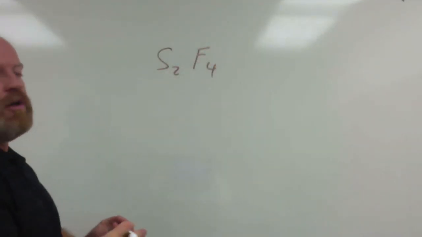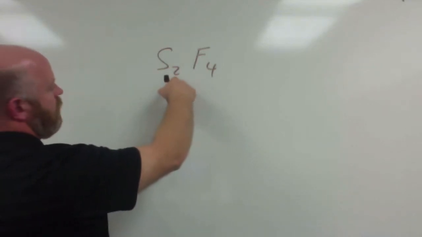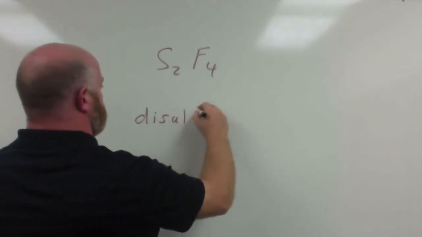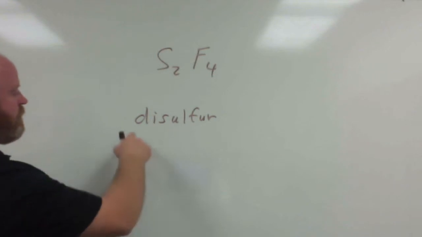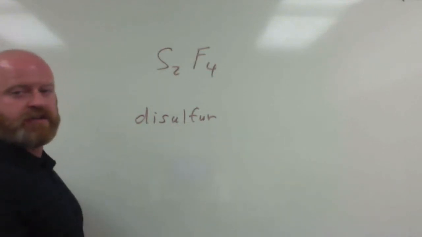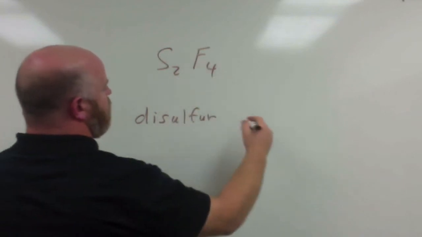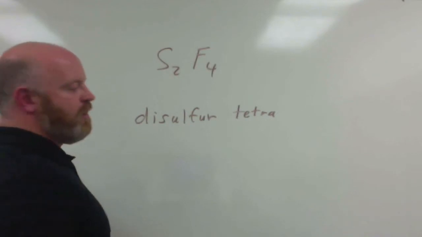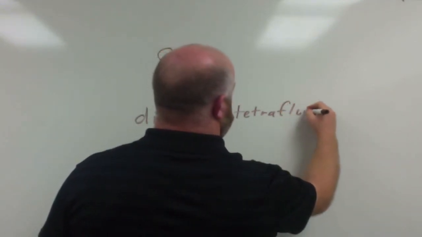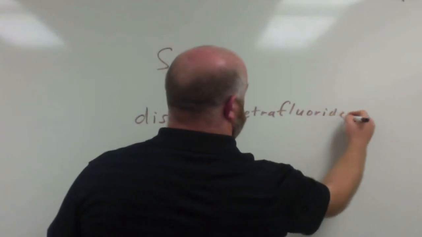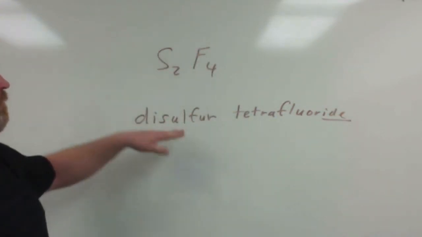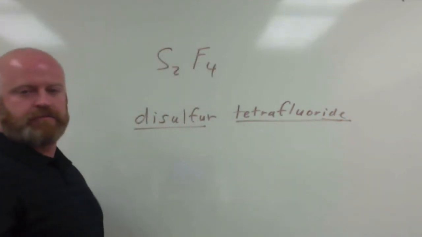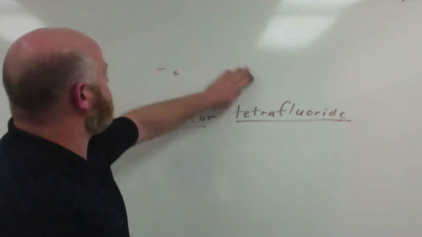So S2F4, S is sulfur, and we have 2 of those. So the prefix for 2 is di. So we would call this di-sulfur. Notice how we do not capitalize it, because these are not proper nouns. And then we have 4 fluorines, so that would be a tetra. And fluorine we change to fluoride. So it would be tetra fluoride. So S2F4 we would call disulfur, all one word, space, tetrafluoride. Same thing for SiBr7.